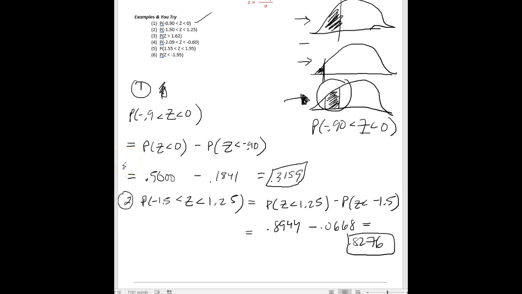All right, so let's just do 3. And hopefully this will give you a sense of some of the logic here. So 3 is not an interval where z is between something. This is just z is more than something. So this is the probability that z is greater than 1.62. Now we know that we can't find a greater than probability in the table. That's important to note, right?